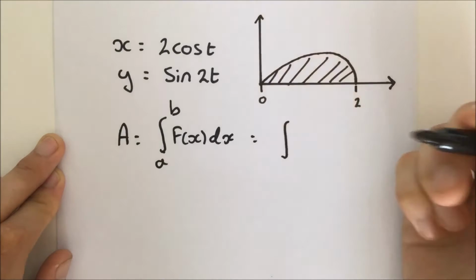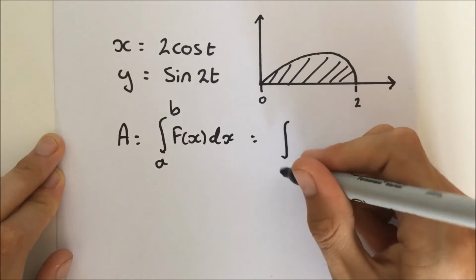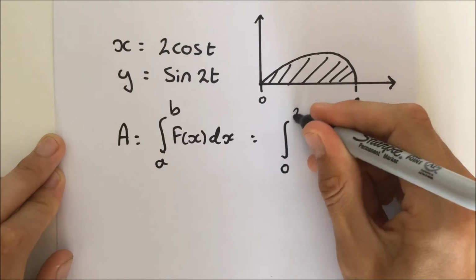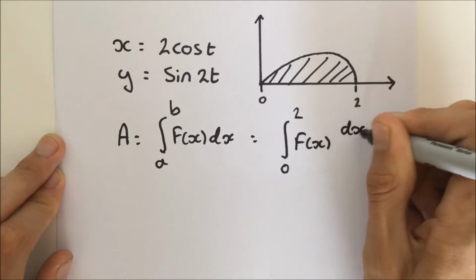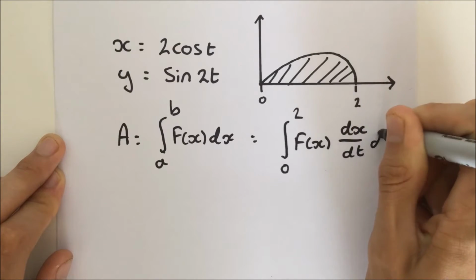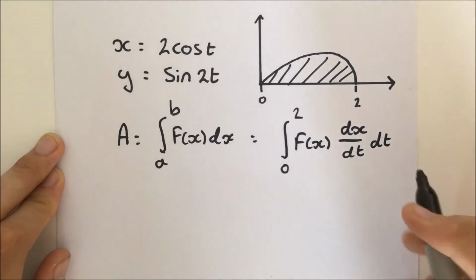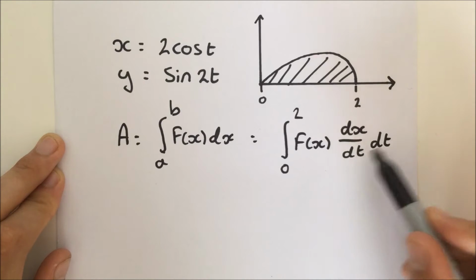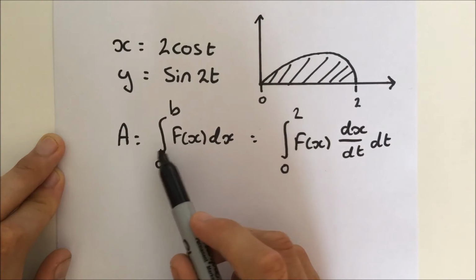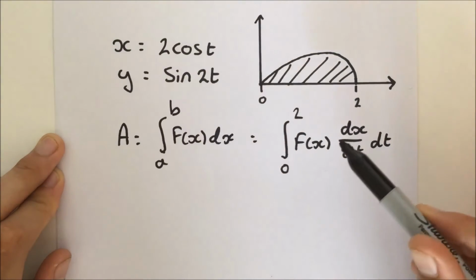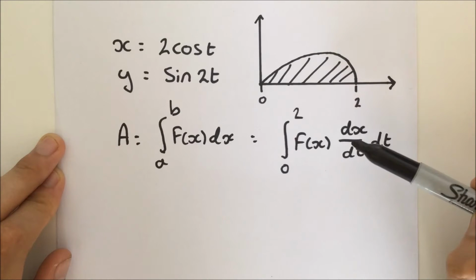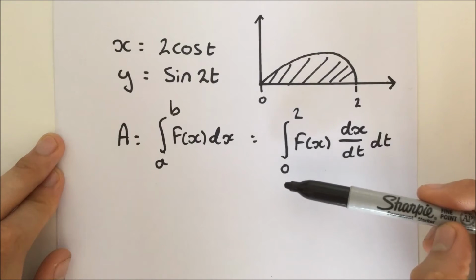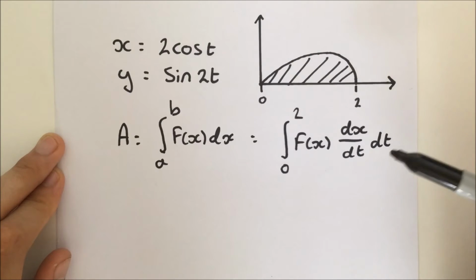We can include our limits of integration, where x goes from 0 to 2 of f of x, but then we take the derivative of x with respect to t multiplied by dt. And you may be able to see that the dt's cancel to give us our ordinary equation. So very cleverly we can integrate parametric equations using this, okay? But the limits of integration are in terms of x. We need them in terms of t.